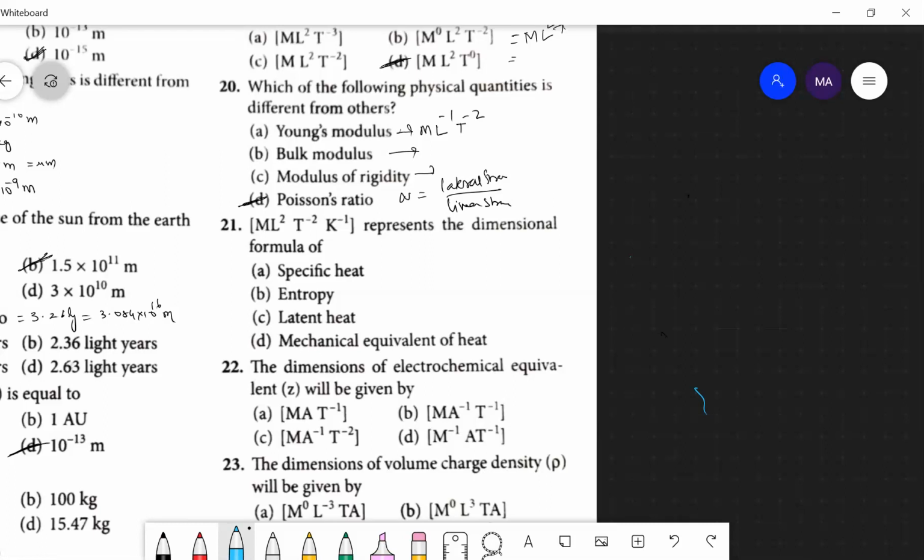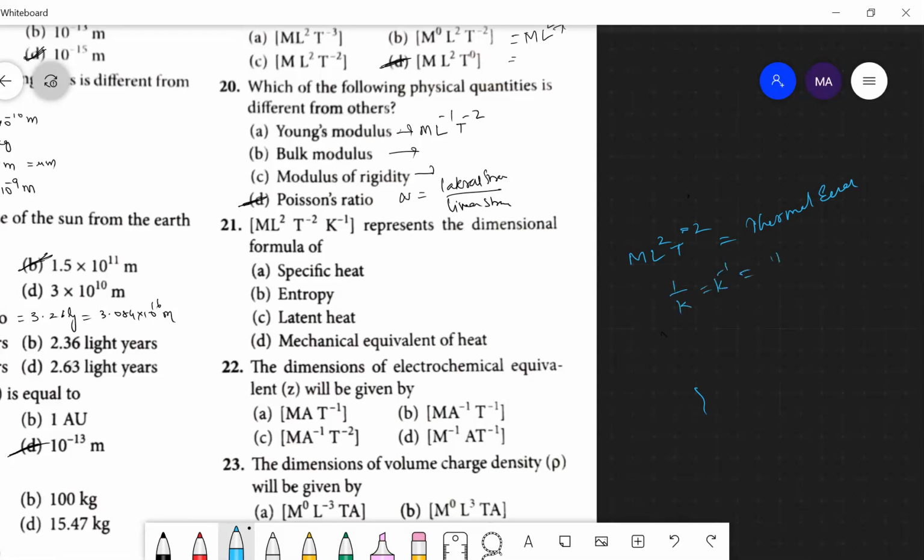See, I'm writing here M L square T power minus 2 is always the unit of energy. Here we are talking about the thermodynamics property. I can write this one as thermal energy, isn't it? Then K power minus 1, that is nothing but 1 by K. 1 by K is nothing but K power minus 1.